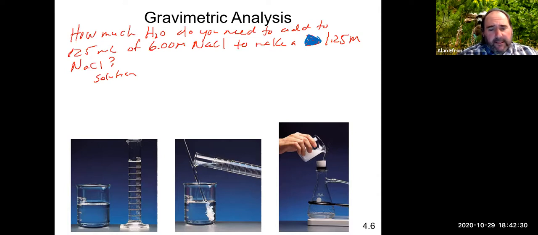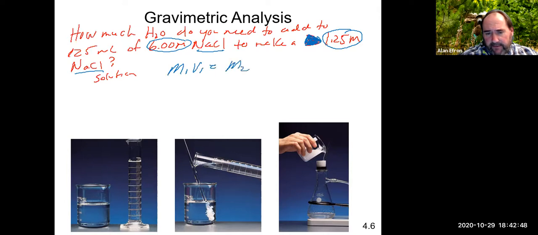Okay, so let's take a look at this here. Again, we're basically starting with sodium chloride. We're ending with sodium chloride. The only difference here is the molarity is going down. So again, no real reaction happening here. This is just an indication of some type of dilution. So our M1V1 equals M2V2 would be a good move.